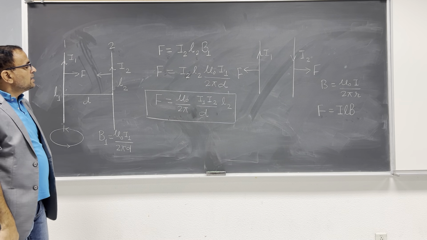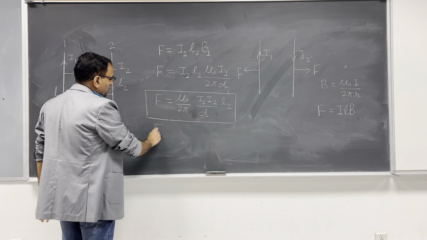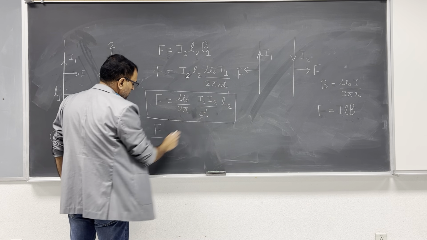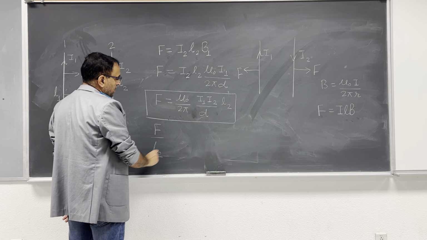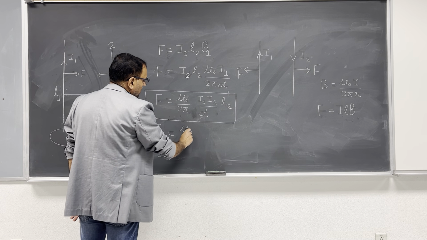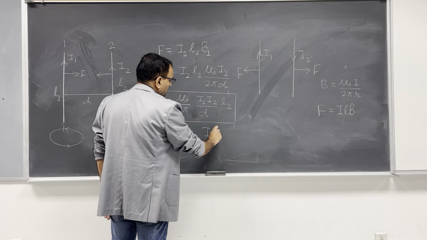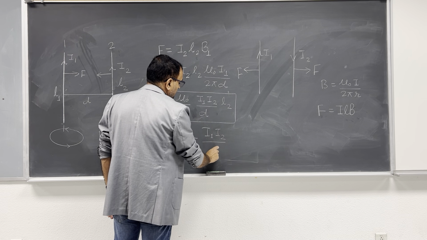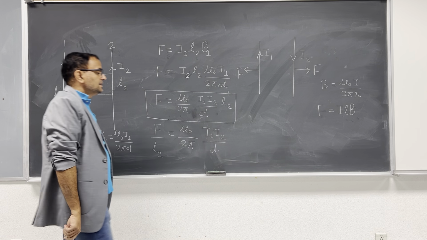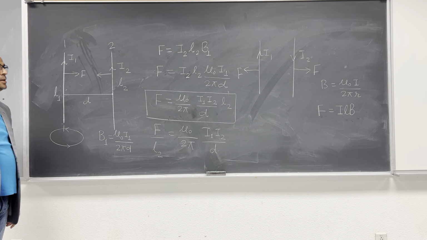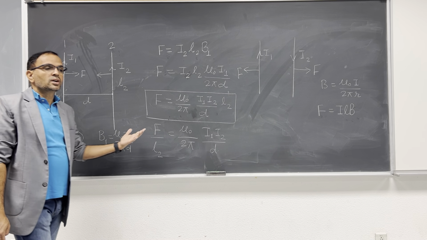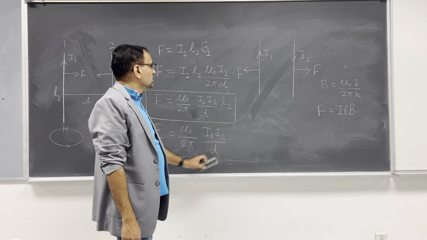And if you want to calculate the force per unit length, bring this L2 here, F over L2, then you can write mu naught divided by 2 pi, I1 I2 divided by d. So this is the force between two current carrying conductors.